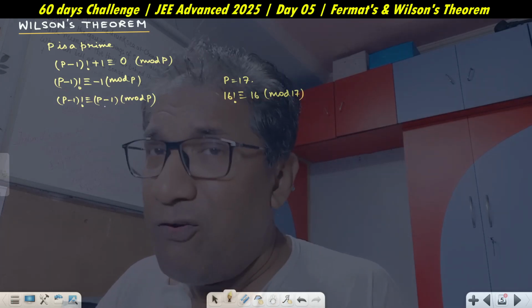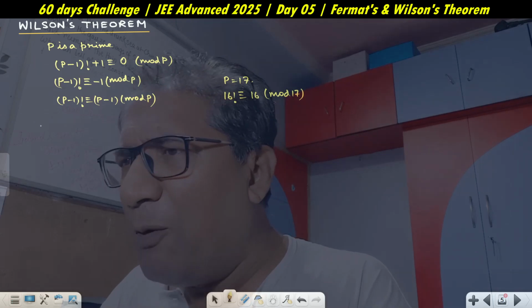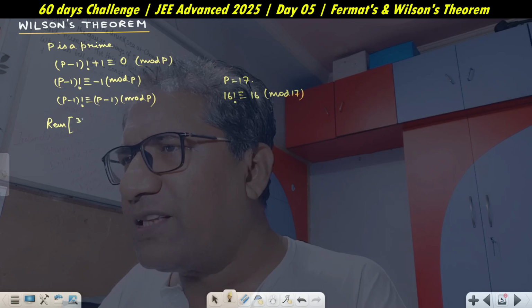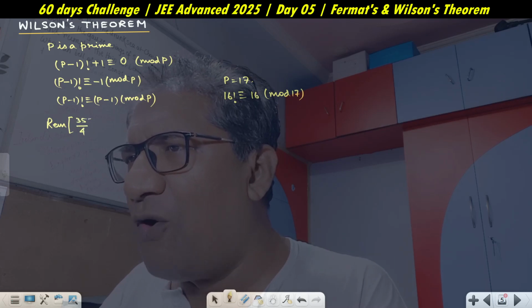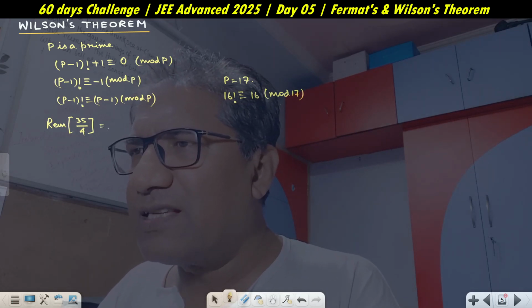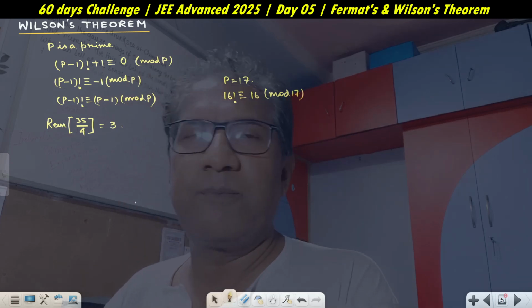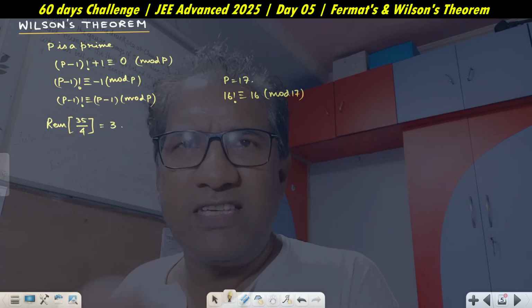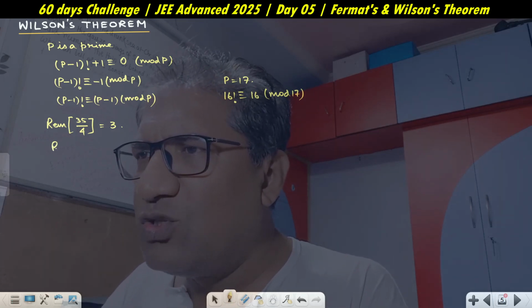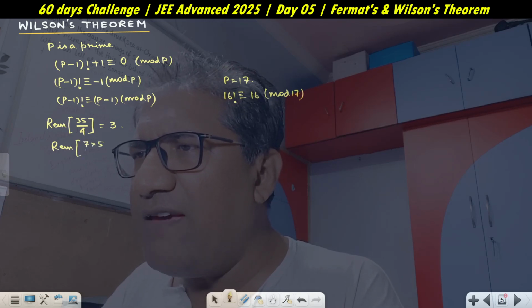But before that, let me ask you a very basic question. What is the remainder when 35 is divided by 4? Pretty simple. You will simply say, sir, 8 fours are 32, therefore the remainder will be 3. When 35 is divided by 4, the remainder is 3. Okay, now let us try to do this in a different way. 35 means it's 7 into 5 divided by 4.